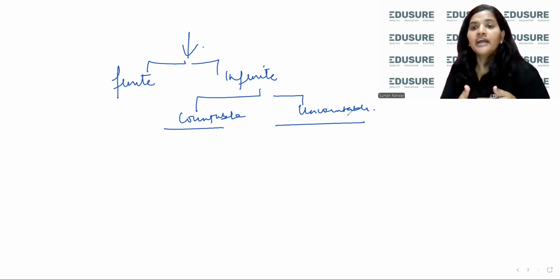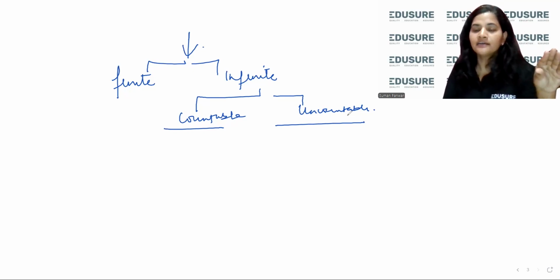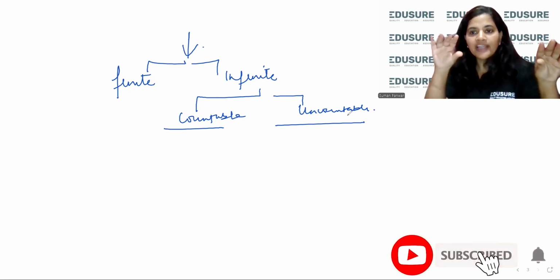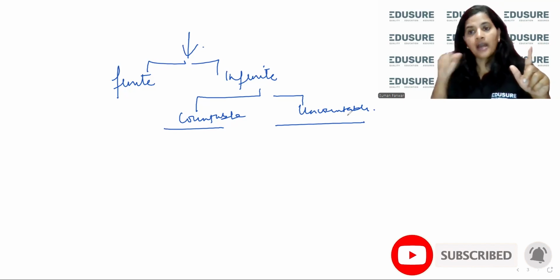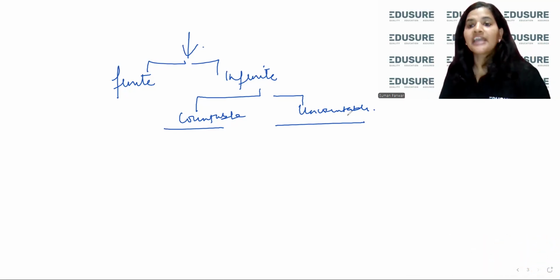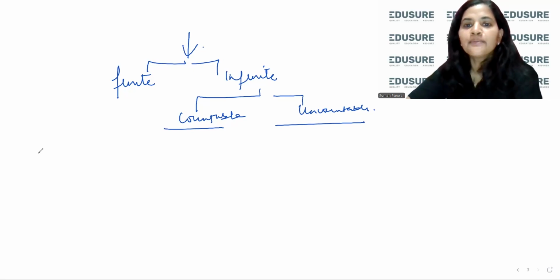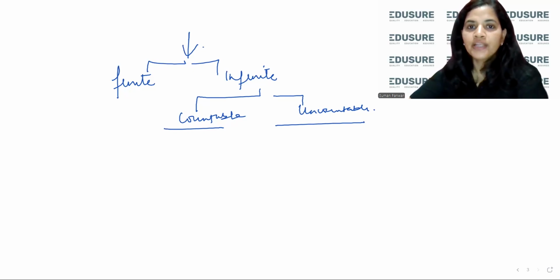So I hope that now you are clear with the cardinality of a set: a finite set is always countable; an infinite set has two categories, countable and uncountable. Countable sets can be enumerated. Uncountable sets can never be enumerated. So this is about cardinality of sets, countable and uncountable.